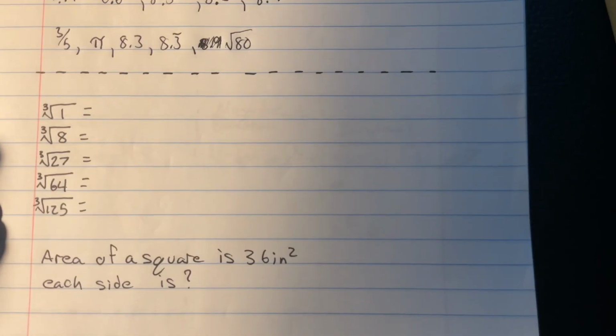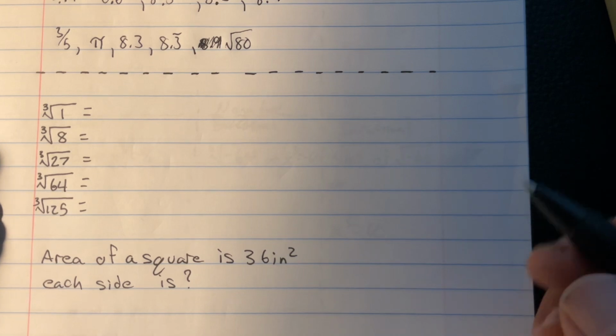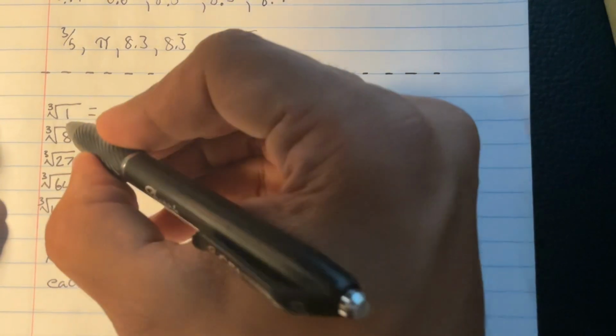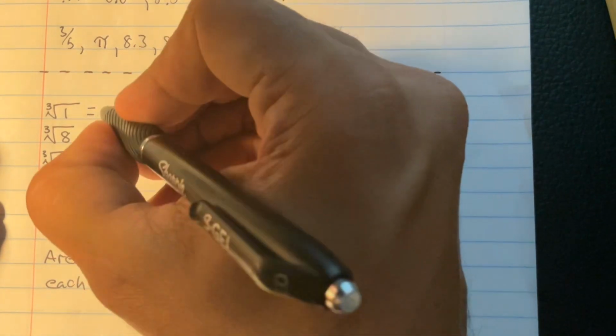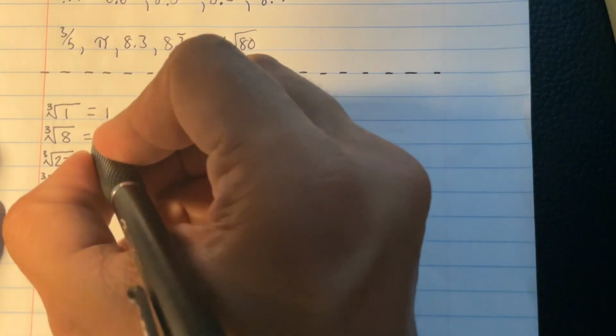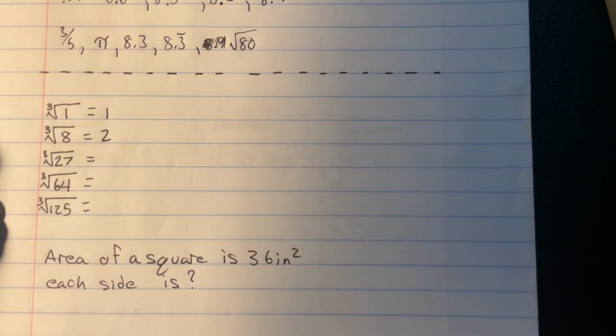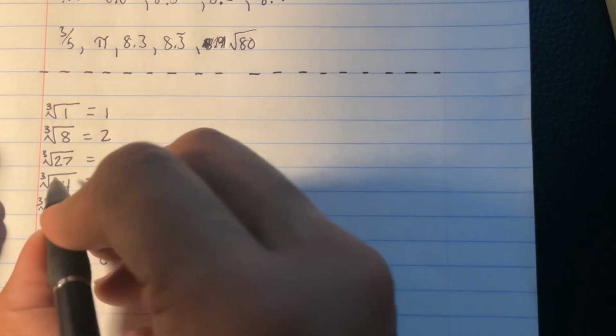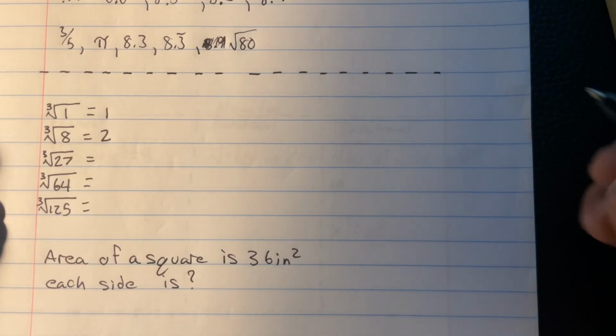Now, let's talk about perfect cubes. So you should know your perfect squares. These are your perfect cubes. 1 times 1 times 1 makes 1. So the cube root of 1 is 1. 2 times 2 times 2 makes 8. So the cube root of 8 would be 2. 3 times 3 times 3 makes 27. So the cube root of 27 is going to be 3.